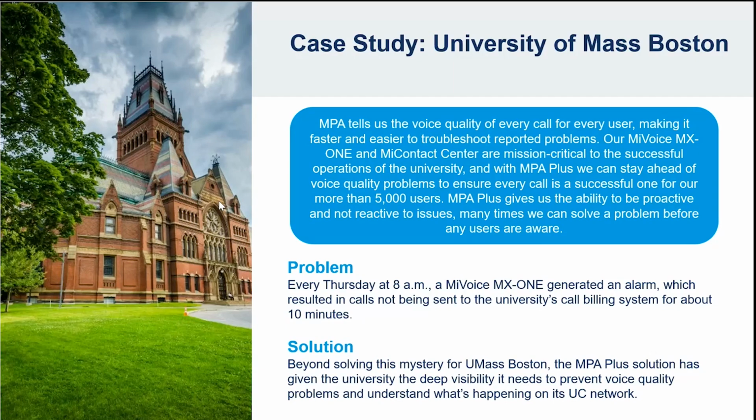Here you can see the problem that they had: every Thursday at 8 a.m. an MX1 generated an alarm, which resulted in calls not being sent to the university's billing system for about 10 minutes. Beyond solving their mystery as to why that was happening, we were able to give the university deep visibility it needed to prevent VQ problems and understand what's happening on its UC network. In this particular case, we set up a probe at different locations throughout the campus, and we determined that they actually had a switch that was failing. It was an older switch that they didn't know was starting to fail. They replaced that switch, and that resolved the problem for them.